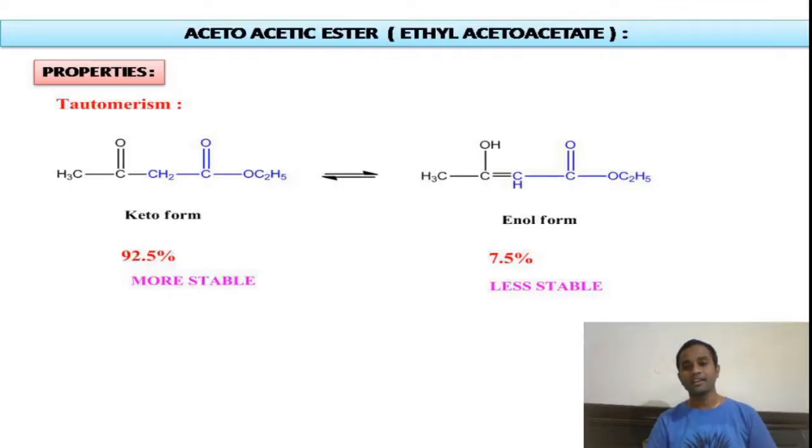Enol means a hydroxy group present on a double bonded carbon is called enol. En means double bond, ol means hydroxy. A hydroxy group attached to a double bonded carbon is called an enolic group. This is somewhat different from the regular hydroxy group. We will call it the enolic form, right?